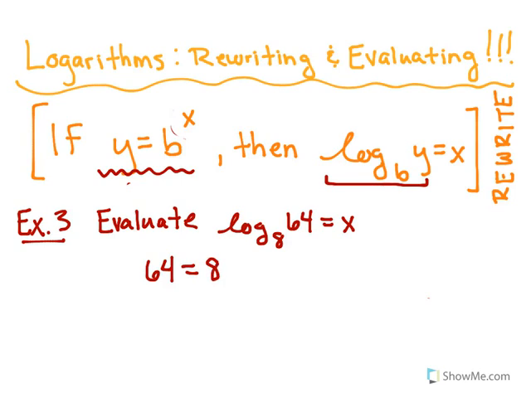And then my exponent is an x, and over here it's still an x. So what I need to do right now is think to myself, what would I have to do to 8? What exponent would I need to get me to 64? And the answer would be 2.